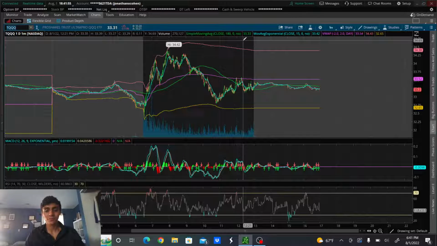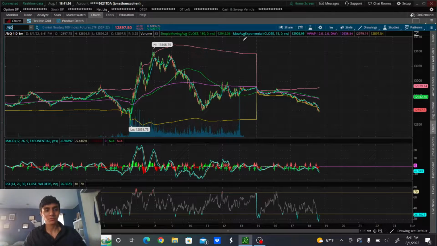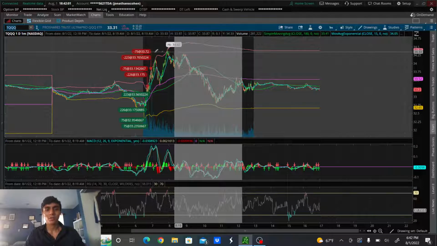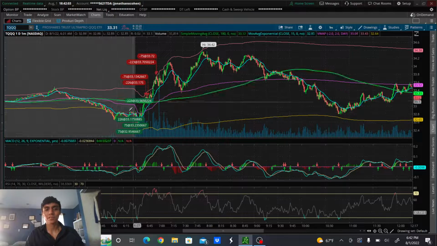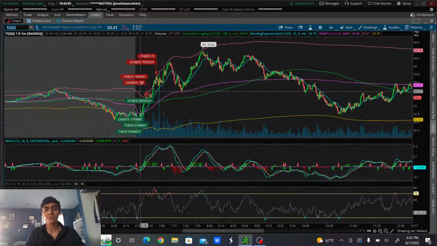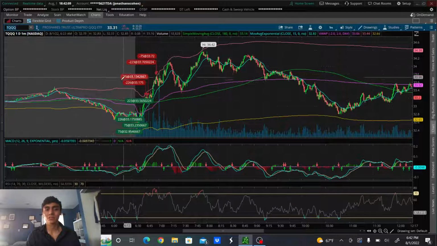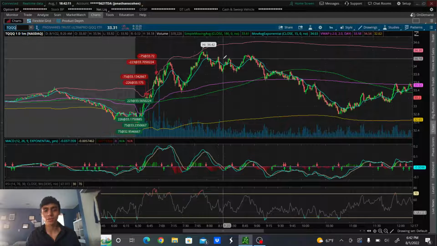Here's TQQQ, and if I can get my actual trades to pop up. There you go. They're all my buys and fills, right? The green ones are where I bought in, and the red ones are where I sold. And the numbers right here to the left are the quantities, the amount of shares I bought in with.